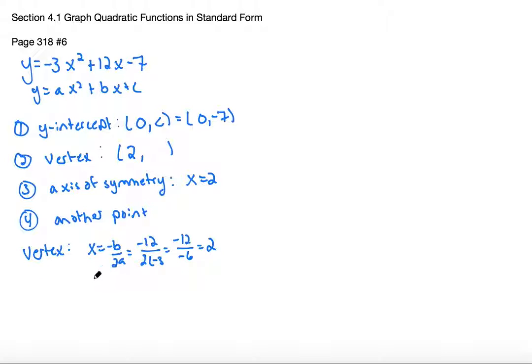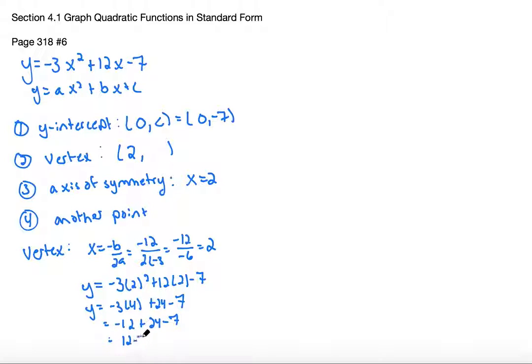To find the y-coordinate of the vertex, we simply substitute the x-coordinate into the function. So we have y equals negative 3 times 2 squared plus 12 times 2 minus 7. Simplifying the arithmetic here, we have negative 3 times 4 plus 24 minus 7. So we have negative 12 plus 24. Oops, we have a little mistake here. So let me erase that. So we should have negative 12 plus 24 minus 7. So we should have 12 minus 7, which gives us a positive 5, and that is the y-coordinate.